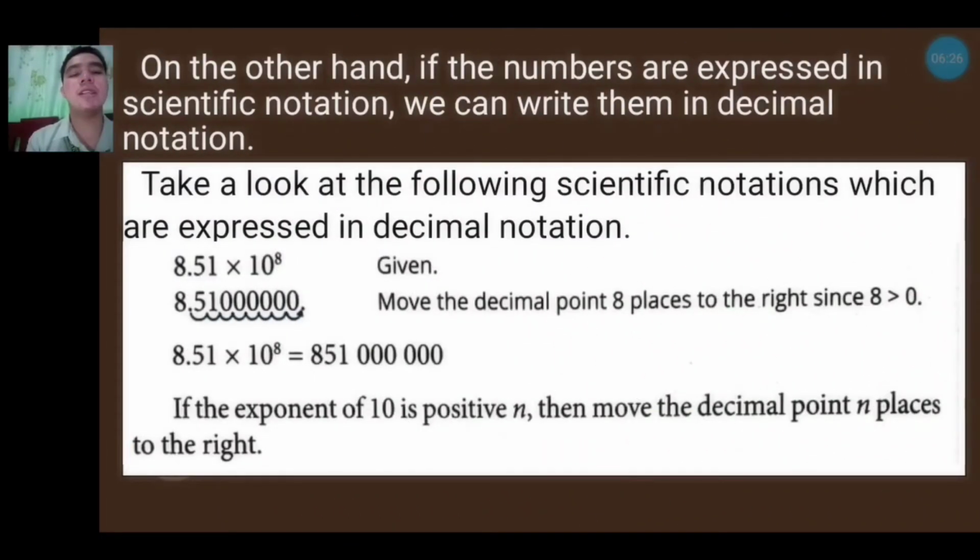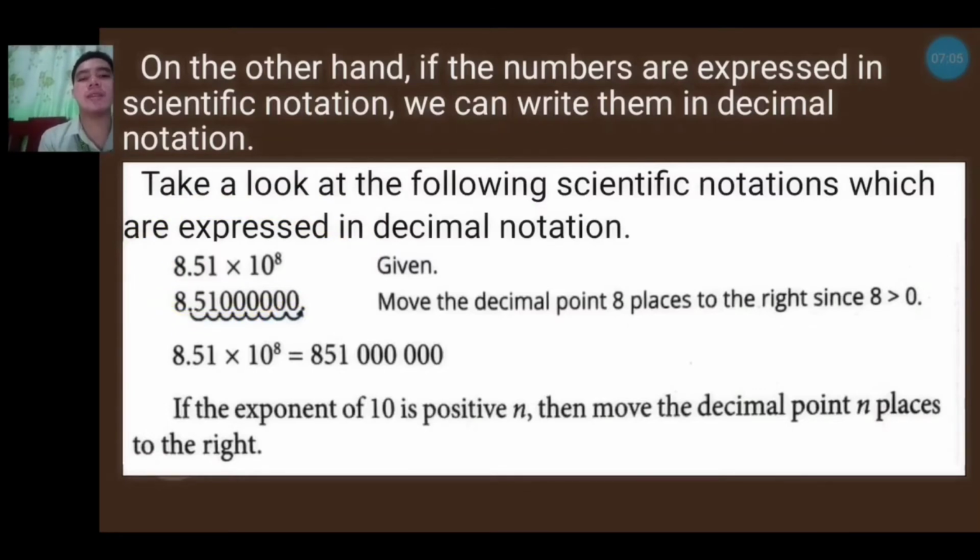On the other hand, if numbers are expressed in scientific notation, we can write them in decimal notation. From scientific notation, we will convert or change it to decimal notation, or whole number. Take a look at the following scientific notations which are expressed in decimal notation. As you can see, 8.51 times 10 raised to 8. That is our given. Now we will change this to decimal notation.